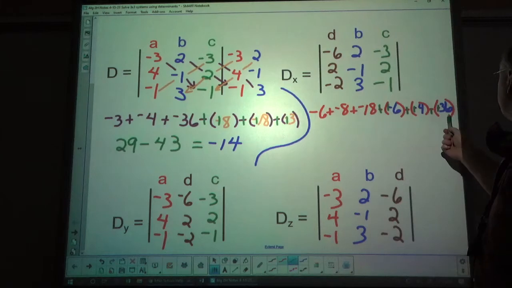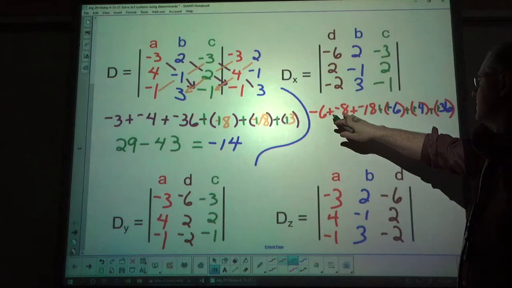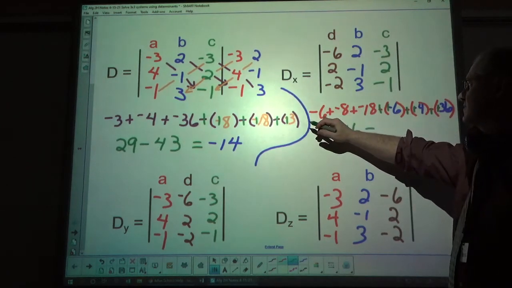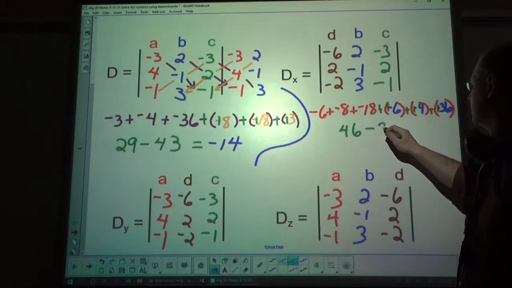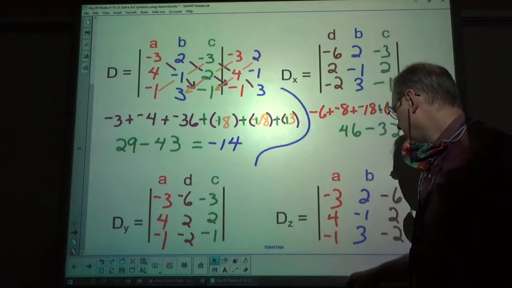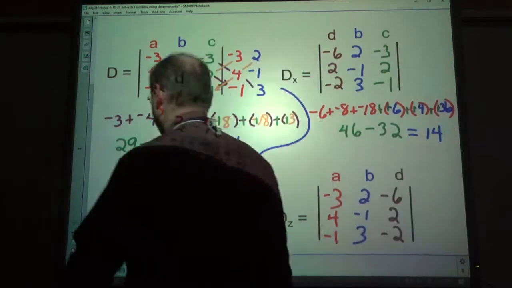All right, so 46 minus, let's see, 8 and 8 is 16, 26, 32. Hopefully I did all that right. 30. Yes, all right. I combine those up to give me 14. All right. Mental math.